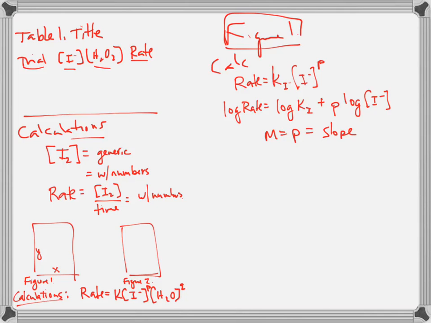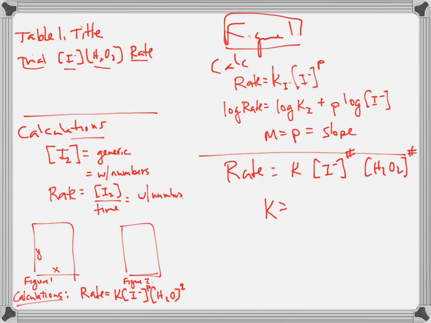Under figure 2, what do I expect to see? Very similar calculations, except now you're going to swap out iodide for peroxide, your H2O2. Okay? What does that then give you? We've got now rate equals K times our iodide to some number. We'll have peroxide to some number. One sample calculation: K generically, rate over iodide, number, H2O2, number.